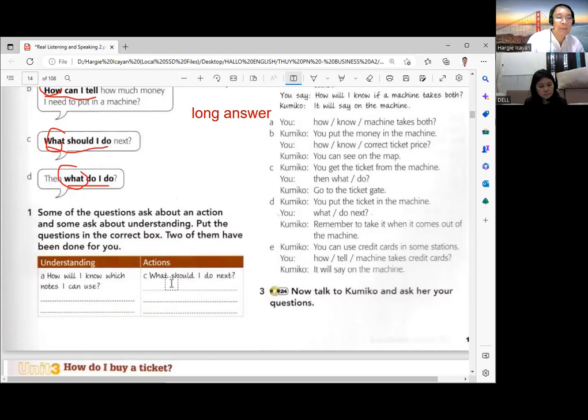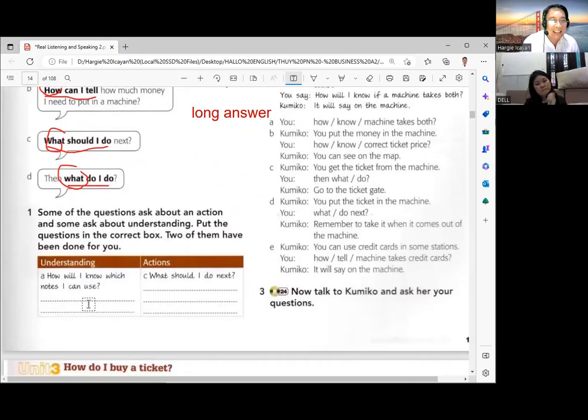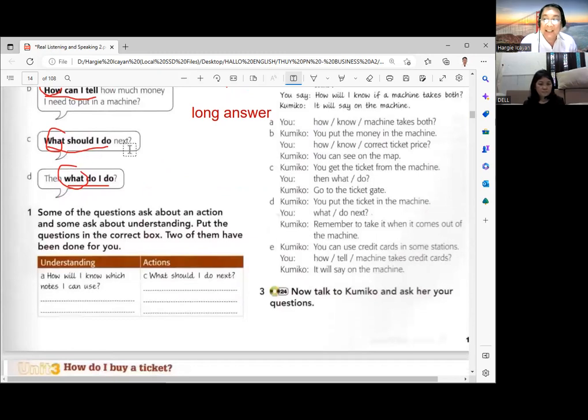So what's the difference between an understanding question and an action question? What do you think, Toy? Okay, look at this. How will I know which notes I can use? In this particular question, it needs an understanding, Toy. Why? Because you need to understand what particular money you are going to use, right? Unlike what should I do next, which needs an action.